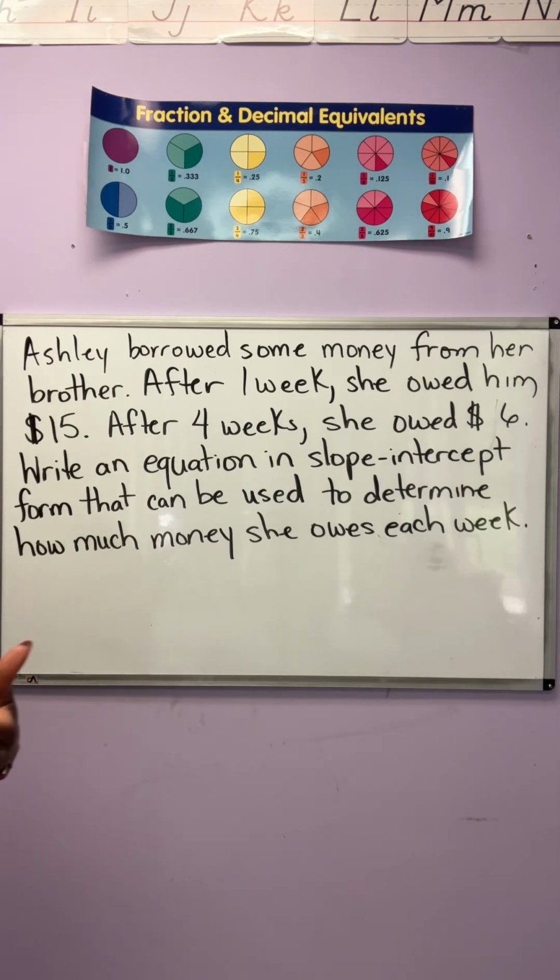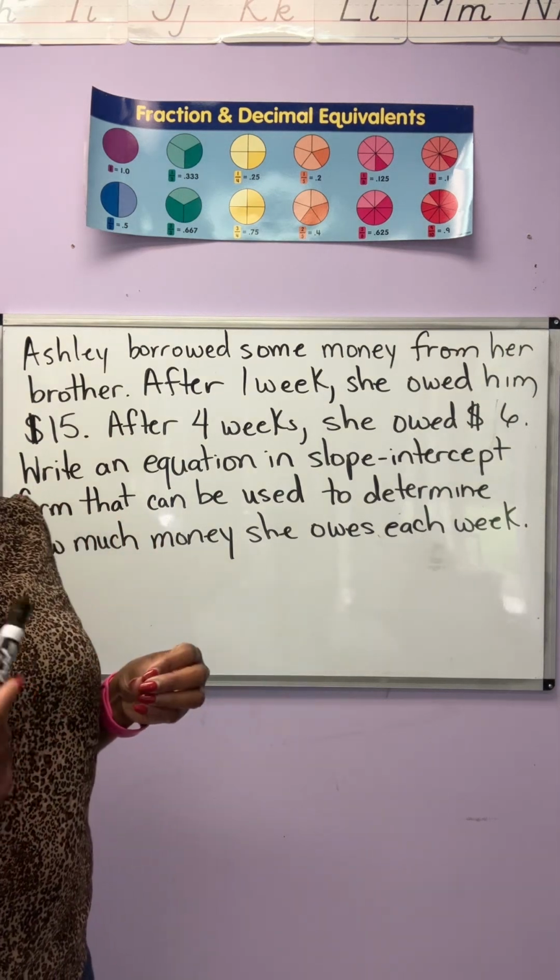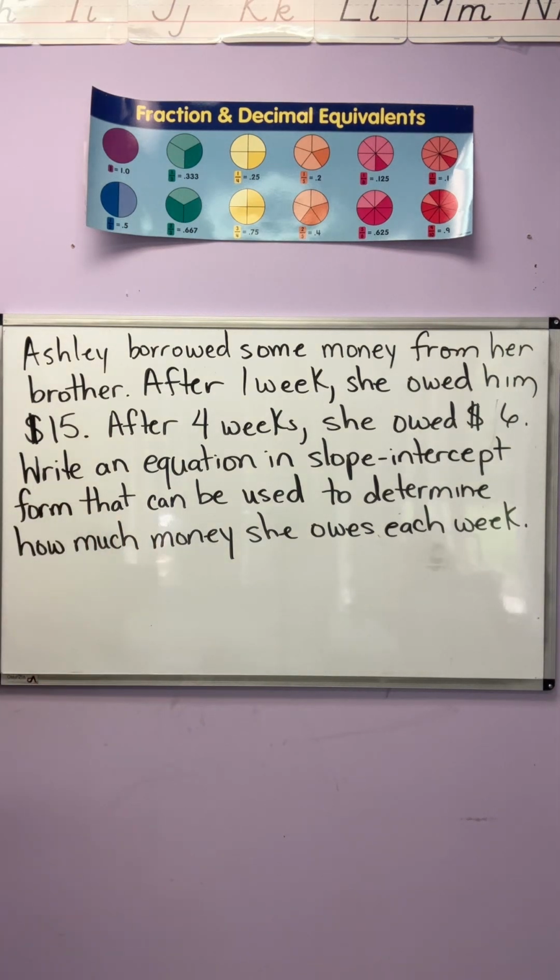Okay, so we're trying to figure out how much money she owes each week. They've told us that we need to write it in slope-intercept form. So again, we know we're dealing with linear functions. So we can start like we've done before. Let's create a table for ourselves. So as each week passes, the money she owes is decreasing.